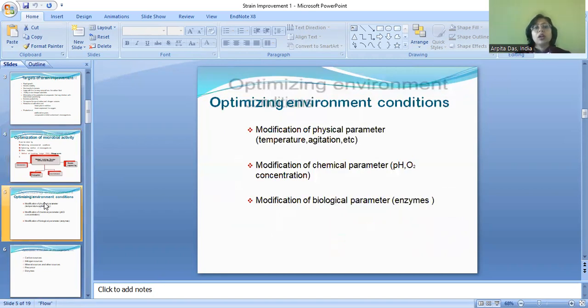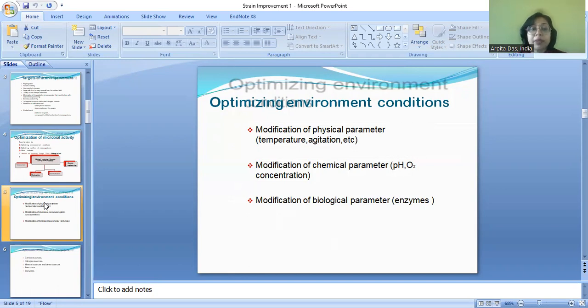So optimizing environmental condition, as I have already discussed, certain physical parameters like temperature, agitation, we need to optimize them to get the best product. We need to modify the chemical parameters like certain pH, amount of oxygen concentration, that are to be taken care of during media formulation as well as in bioprocessing.